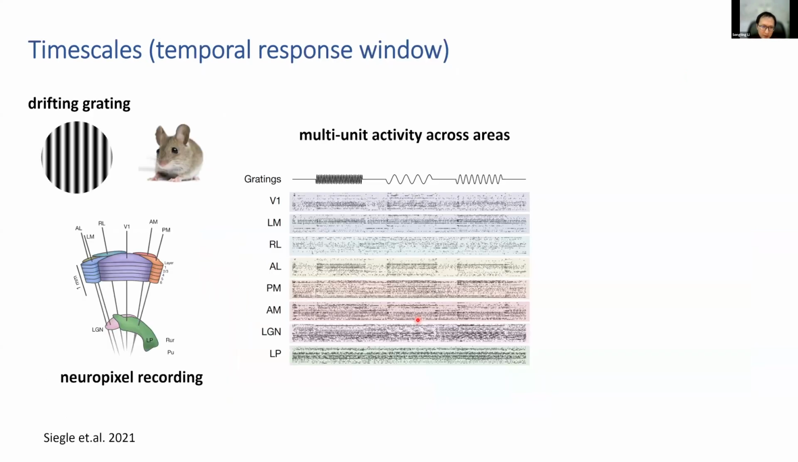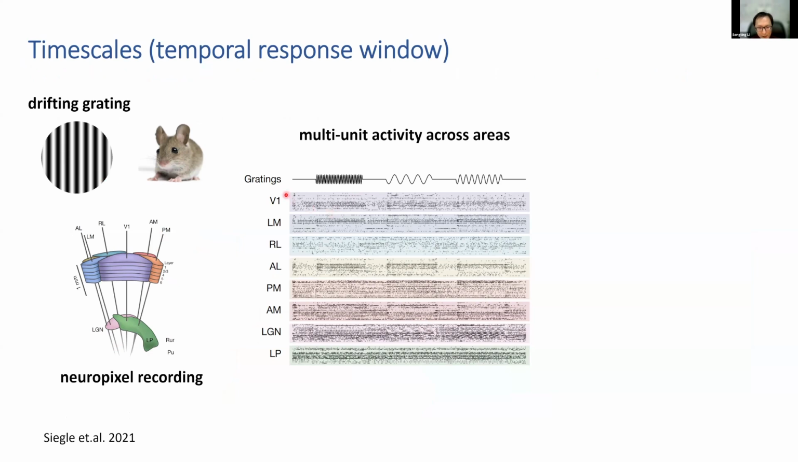And the question is, what about the temporal property? Do we still have similar phenomena or not? This question is recently under active investigation. For example, this is an experiment done at the Allen Institute. They use Neuropixels to record neural activities in multiple regions of the mouse cortex, while the mouse is watching visual stimuli like drifting gratings.